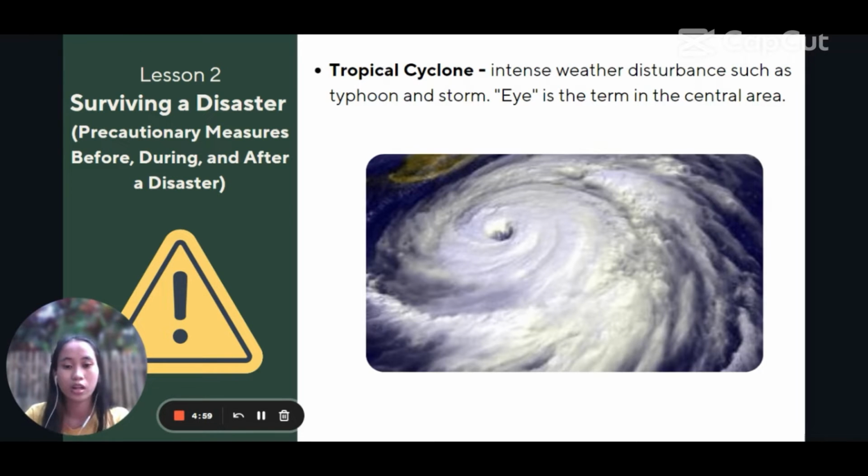Next is tropical cyclone. Tropical cyclones are the most destructive weather phenomena. It is a circular storm that forms over warm oceans. When a tropical cyclone hits land, it brings heavy rains and strong winds. The winds can destroy buildings and rip out trees from the roots. It is also known as typhoons.